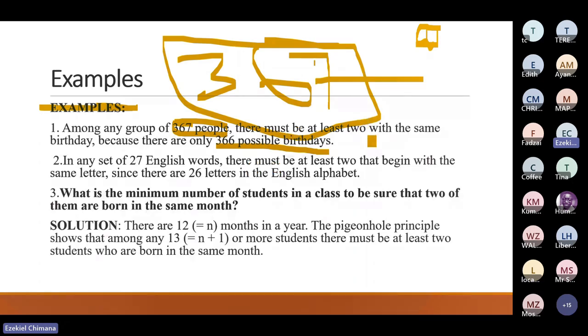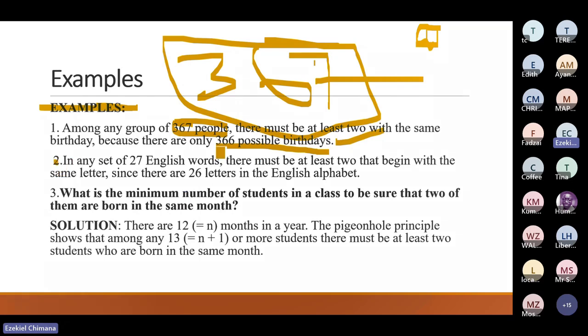So for you to prove that, that's what we have to state there. You have to state that we have 366 possible birthdays in 366 days, or in a year. So whenever we add a person to the 366 people, that person who will come as the 367th is going to occupy the birthday of someone. So that's how you can assert this using the pigeonhole principle.